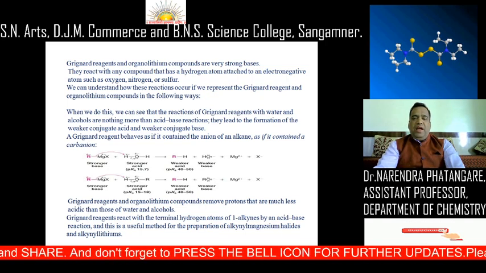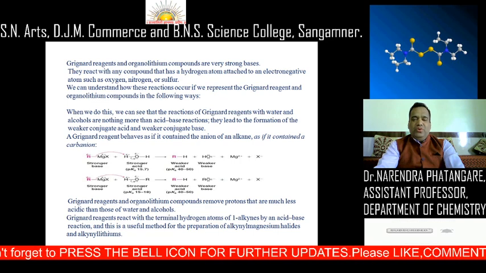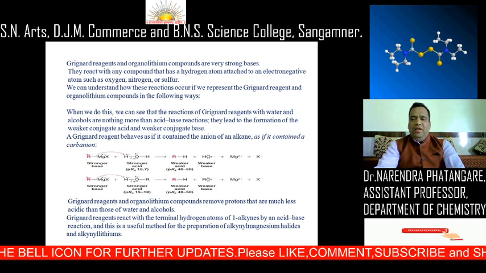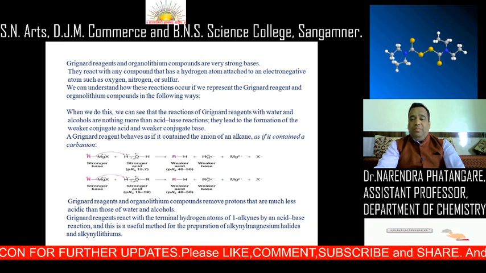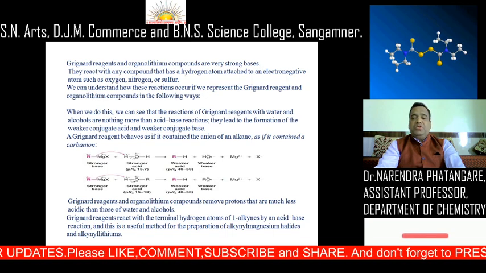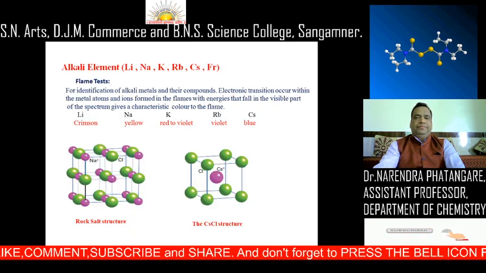The Grignard reagent and organolithium compounds remove protons that are much less acidic than those of water and alcohols. Grignard reagents react with the terminal hydrogen of an alkyne by an acid-base reaction, and this is a useful method for preparation of alkyl magnesium halides and alkyl lithium.